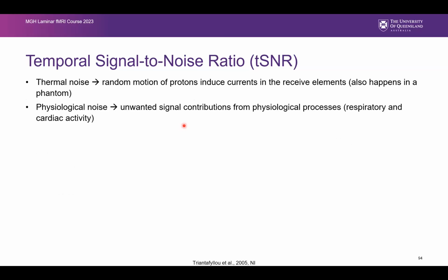And some people have already used these two terms, thermal noise and physiological noise. So thermal noise is actually random motion of protons, which then induce currents in receive elements. So this is noise we would also get in a phantom. Physiological noise is not noise in the sense of being random. It's real physiological processes happening in the brain. It's just that you're not interested in them. Most of them are respiratory and cardiac activity. And of course, you could say if you're doing a task experiment, then you're not interested in whatever else is going on in the brain, or it's related to homeostasis or whatever.